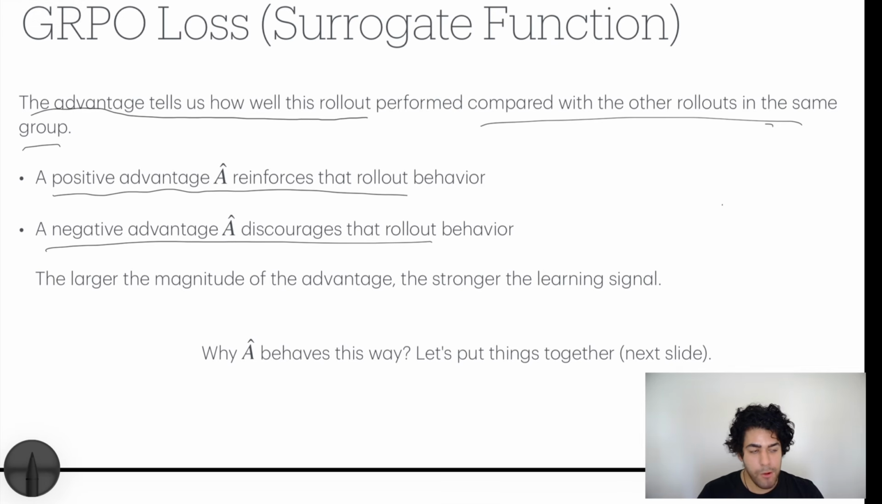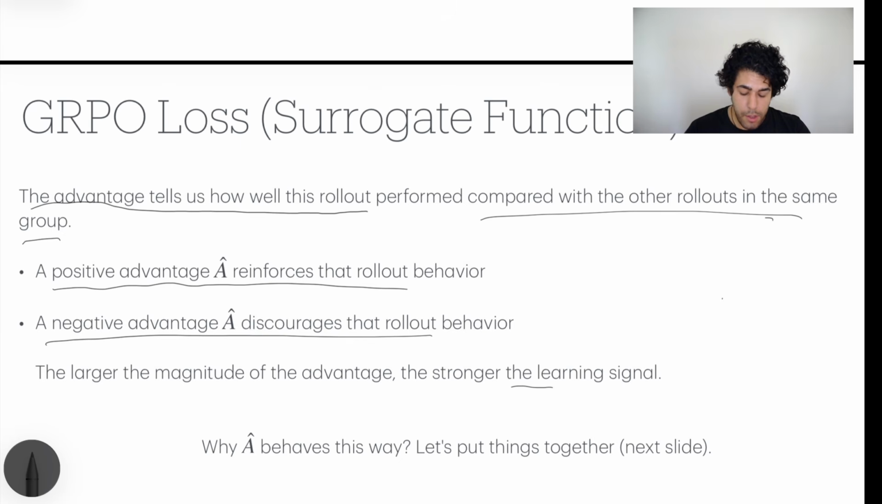Positive advantage reinforces that rollout behavior, which is the new probabilities, because we are trying to maximize the surrogate function. And a negative advantage discourages that rollout behavior because, again, we are trying to maximize the surrogate function, and to do that we have to minimize this ratio, and to minimize that ratio we have to discourage the new rollout behavior. And the larger the magnitude of the advantage, the stronger the learning signal. Actually, we just discussed why advantage behaves this way. So now, how is the advantage calculated?